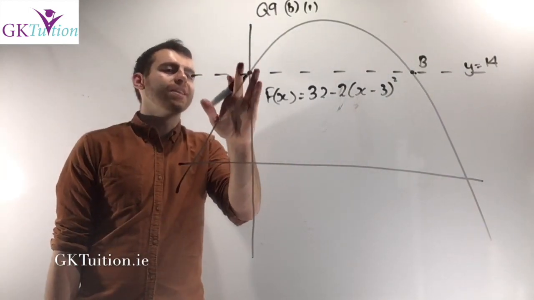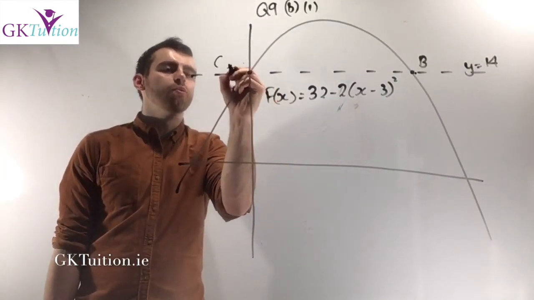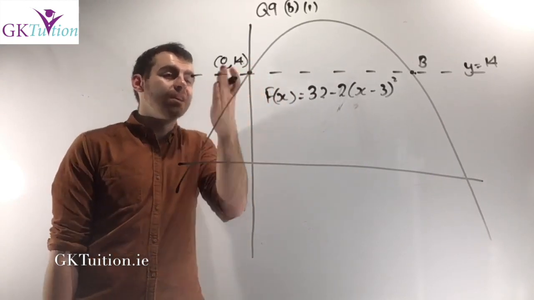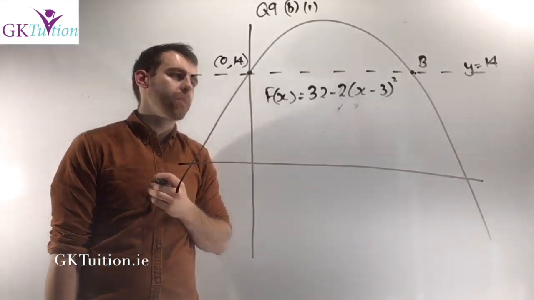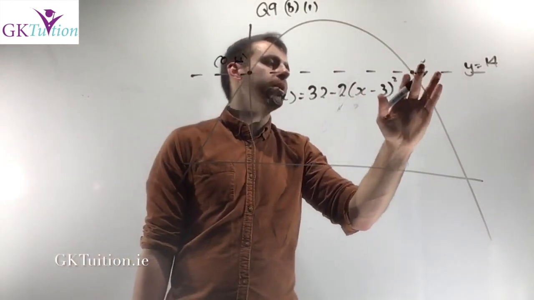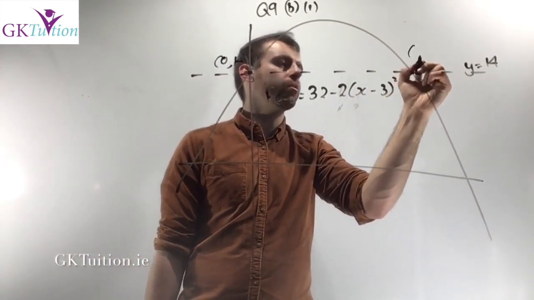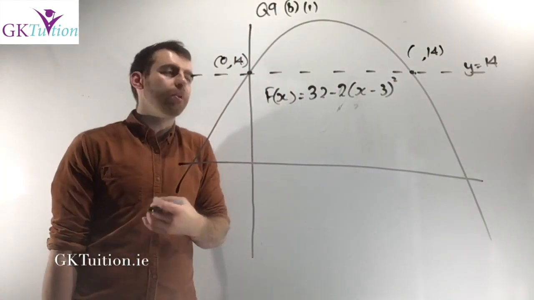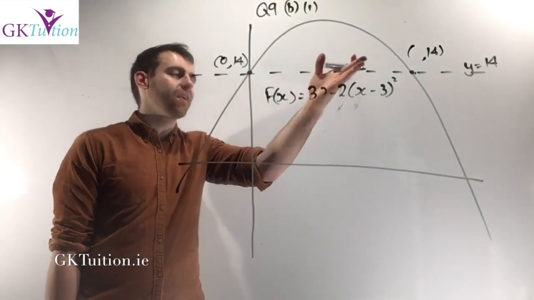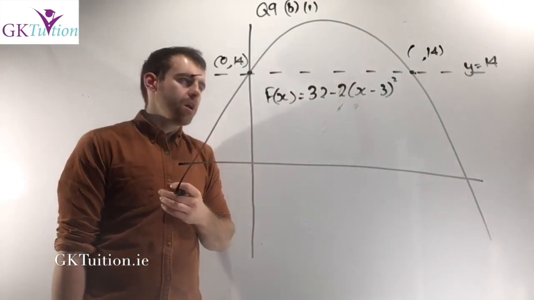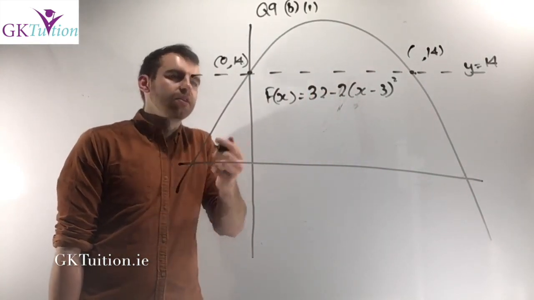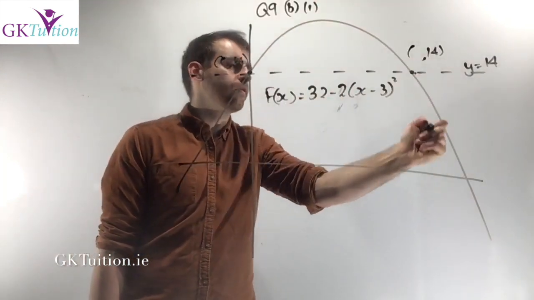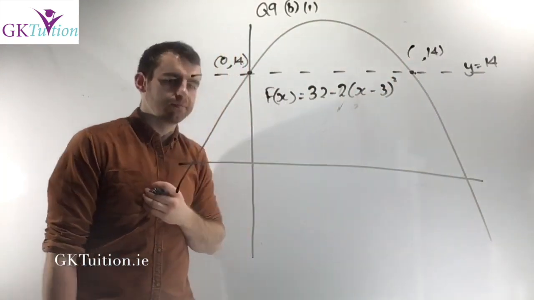I can see that on A and B, the y value is 14. A is on the y-axis, so clearly that's the point (0, 14). And B is also on the same line, so I know its y coordinate has to be 14. So the only thing I don't know by just looking at it is what the x value of B is. In order to find this, I need to hone in on the fact that they're the points of intersection of the function and y equals 14.